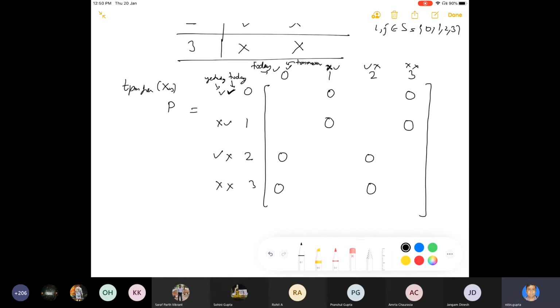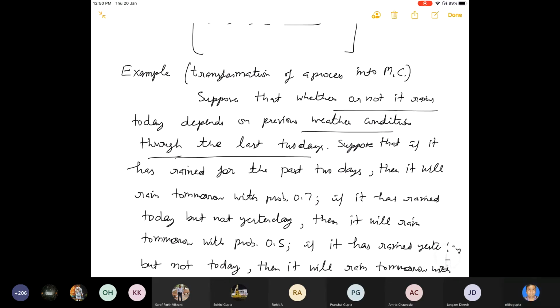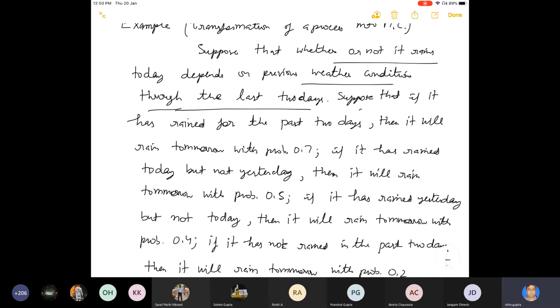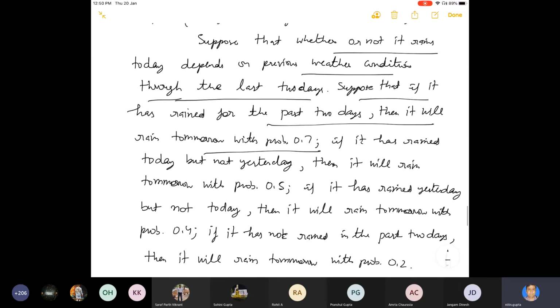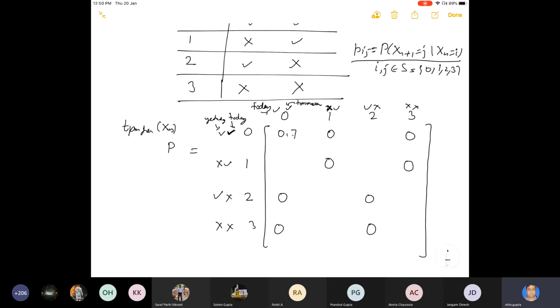What is the probability that tomorrow it is raining, given that today it is raining and yesterday it is raining? It is given in the question. Suppose that if it rained for the past 2 days, then it will rain tomorrow with probability 0.7. So this is given as 0.7. But we know that the sum in a row is 1, so therefore this is 0.3.